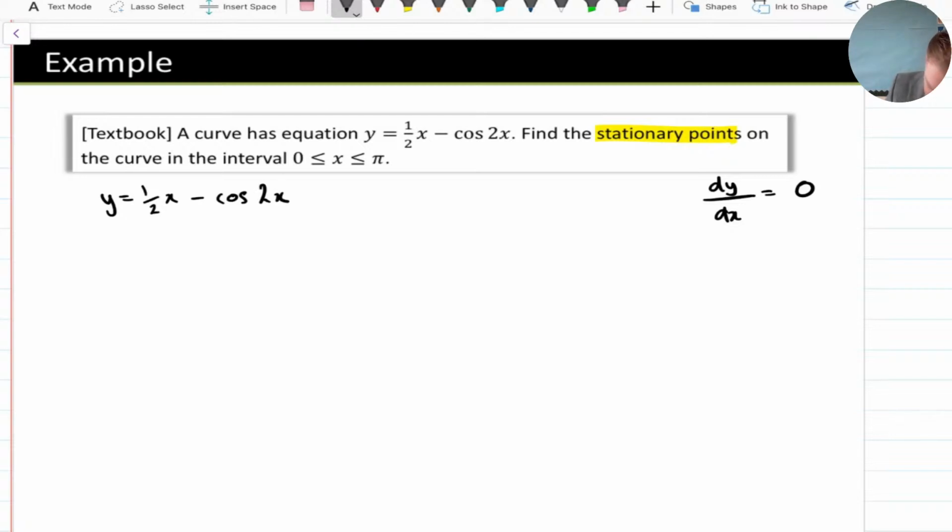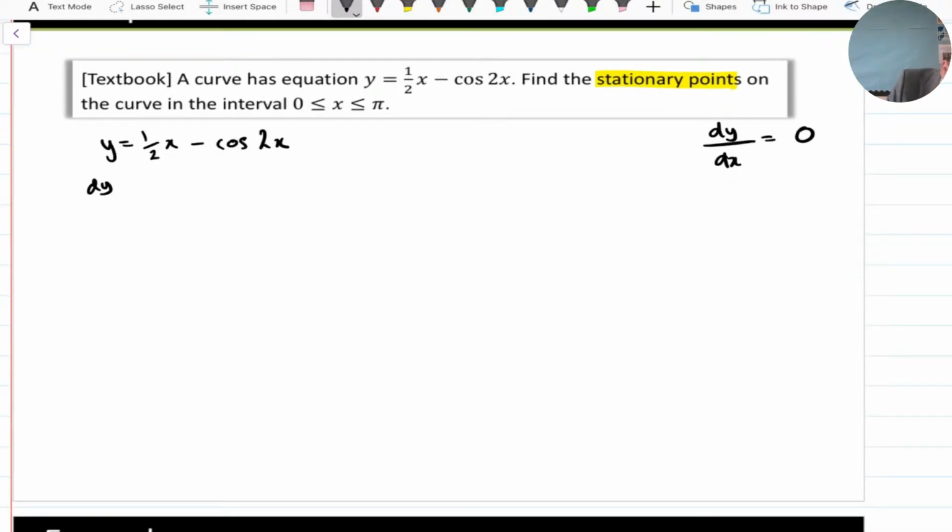cos of 2x. So if I differentiate this, I end up with dy by dx is equal to, if I differentiate the first one, well, we know that if we differentiate something like 2x or 3x, it's going to be equal to 2 or 3. In this case, it's going to be equal to the half. If I'm differentiating minus cos, well, thinking about that little sine, cos, minus sine, minus cos. Minus cos differentiates this way round clockwise to sine. So it's going to be plus 2 sine of 2x. You know that.